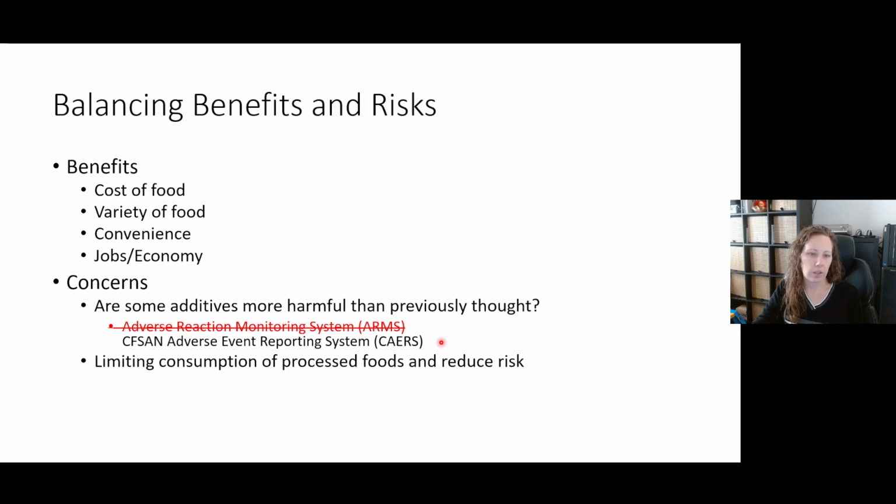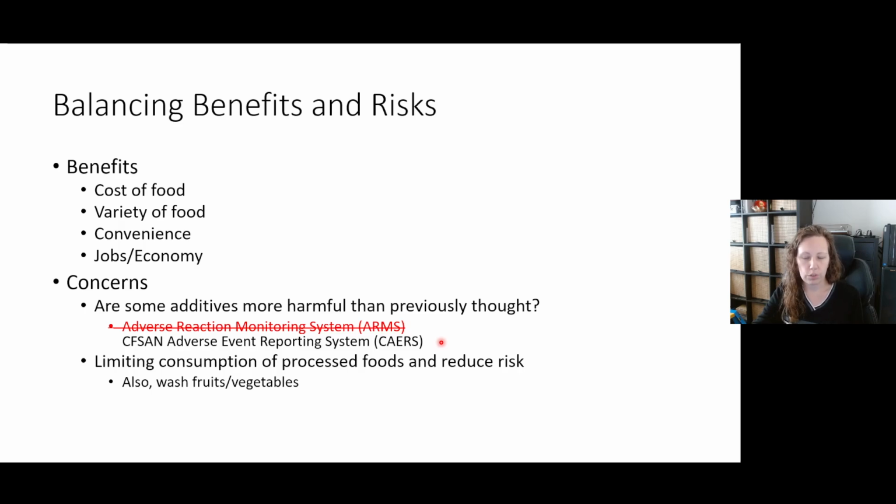Ways that you can reduce risk include limiting the consumption of processed foods, right? The more whole foods you eat, the fewer additives you are consuming, and generally the less processed, the better. There are fewer questions. Although I am not anti-processed foods overall, if your diet is only that, it is going to be less healthy than a diet of whole foods, of fruits and vegetables and meats.